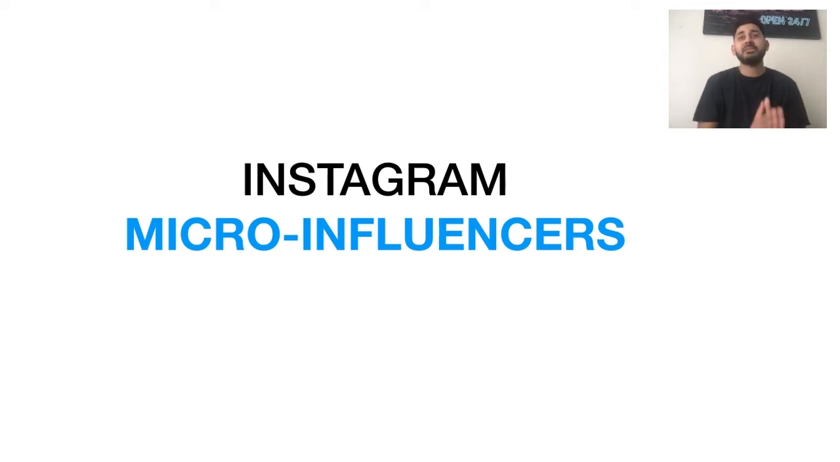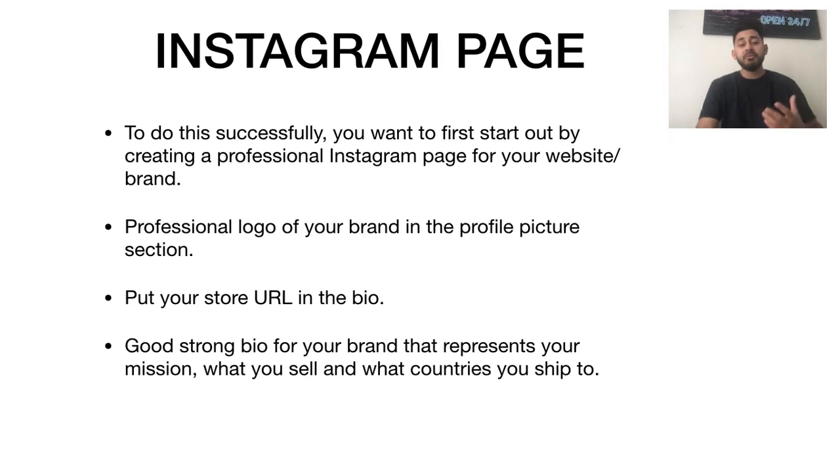Let me go ahead and talk further about what I mean. But before I talk about how to utilize these micro-influencers, there are some things you have to do to set up my strategy properly. So let's talk about those things. First things first, the Instagram page. To do this successfully, start out by creating a professional Instagram page for your website or brand. Pick a new handle, your brand name or whatever it is, and create a new Instagram page. Then add a professional logo of your brand in the profile picture section, something that's HD, high quality, and actually your logo for your business.